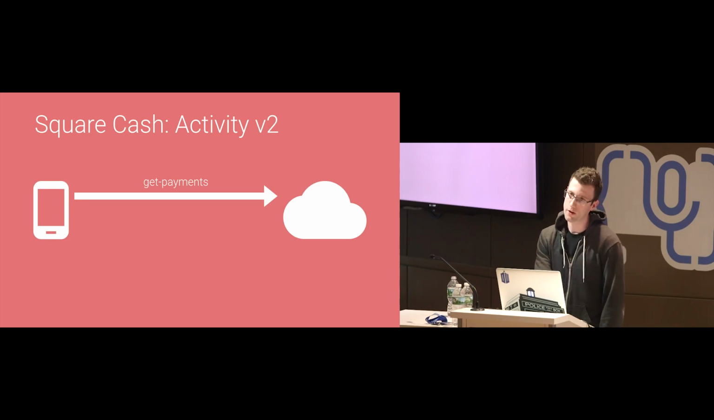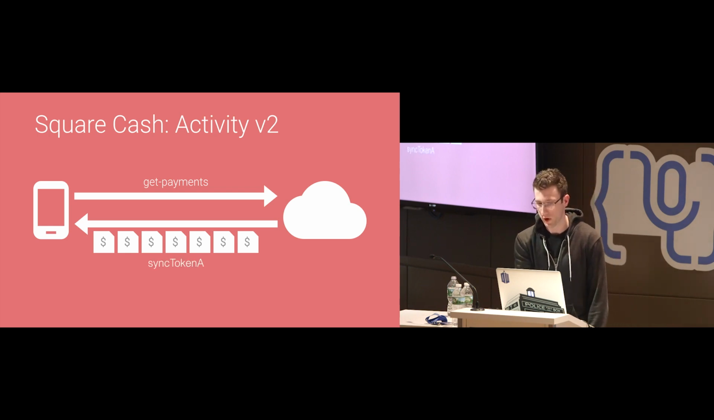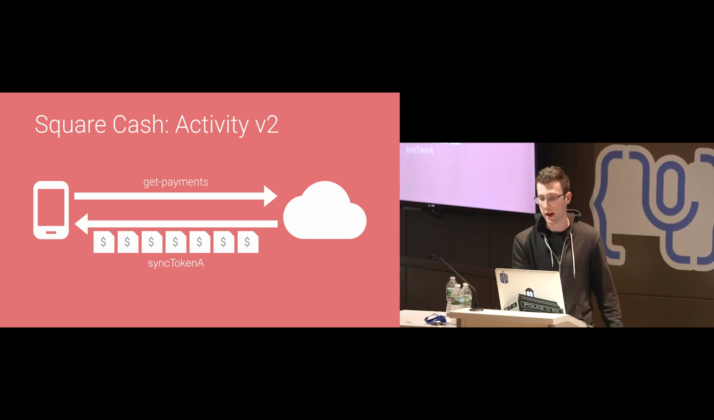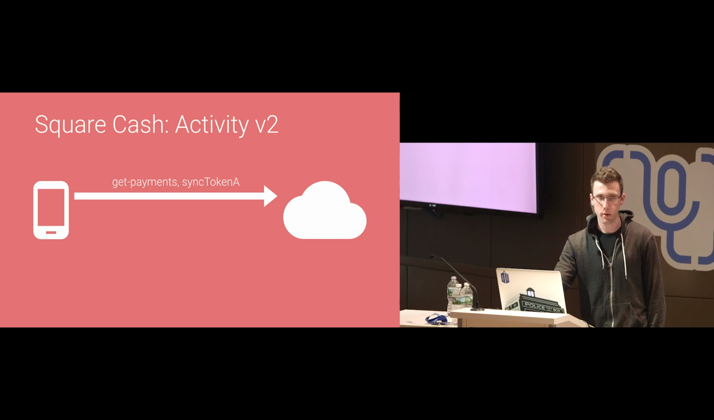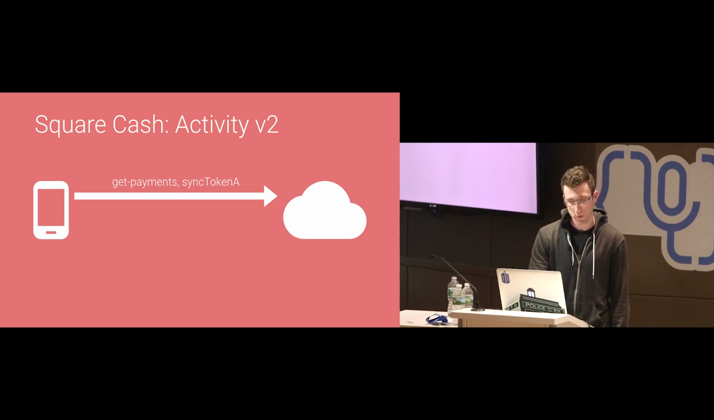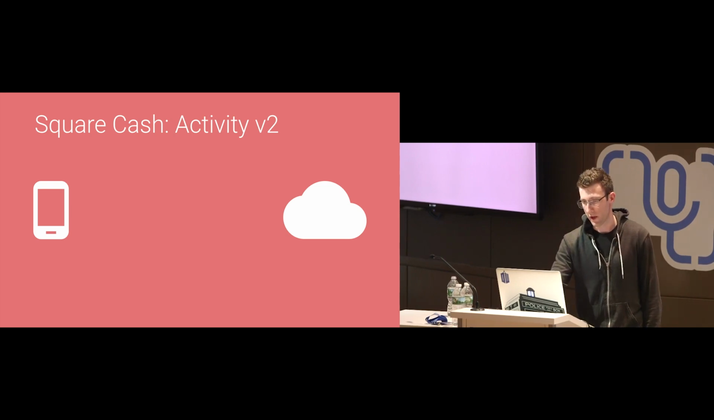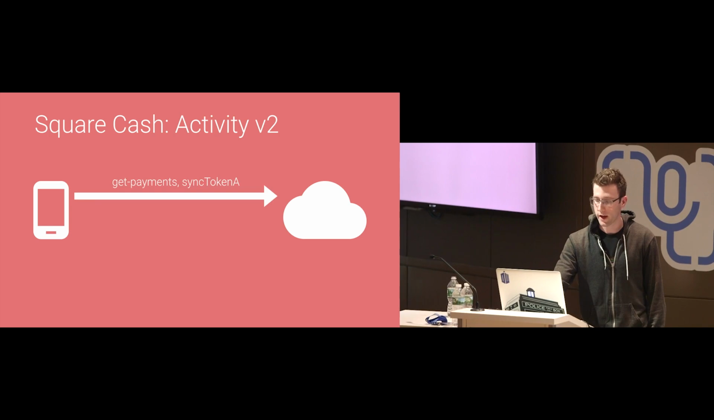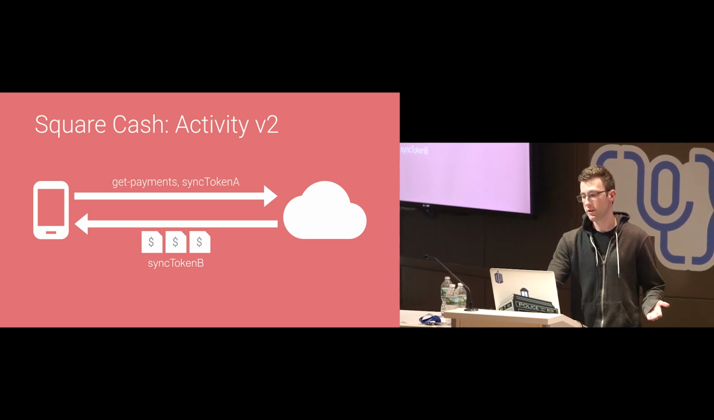The first part of this protocol is exactly the same. We call the server, say, give me my payments. The server says, all right, here's all your payments. However, this time, the server also provides a sync token, in this case, sync token A. So 5 minutes later, we call the server again. We say, get me my payments, and here's the last sync token that you gave me. And the server responds with, nothing's changed. You're up to date. And then a few hours later, we call the server again, give me my payments, here's my last sync token. And the server says, oh, okay, so 3 payments have been updated since the last time you synced. Here's those payments, and here's a new sync token. So this seems easy enough.